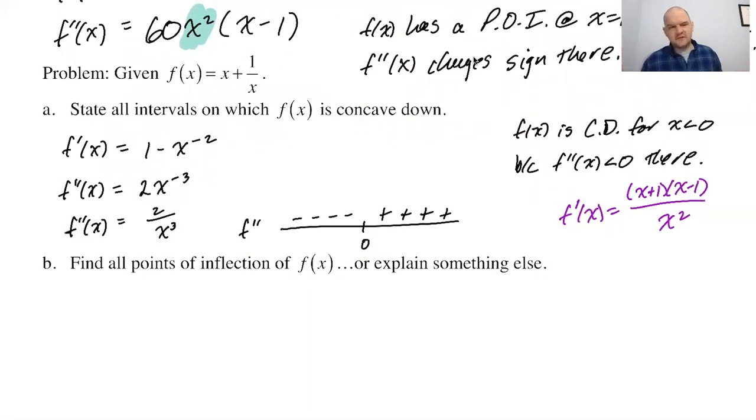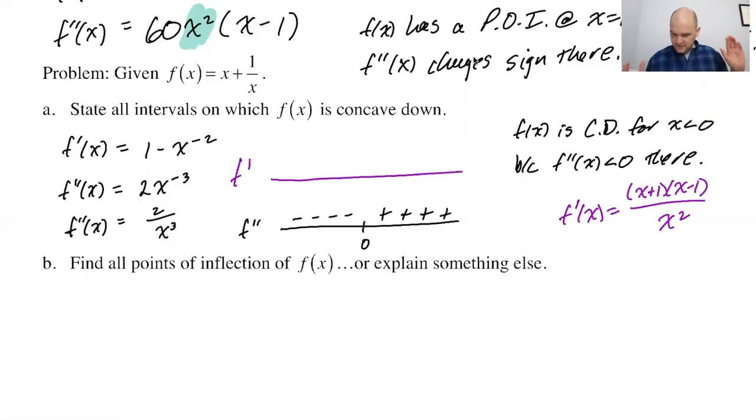We don't really need to do it. But I made it 1 minus 1 over x squared. Then a common denominator is x squared. So that's x squared minus 1 over x squared. X squared minus 1 factors into x plus 1, x minus 1. Okay, so let's make a sign chart for f prime.